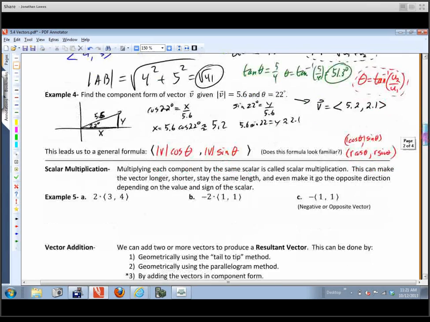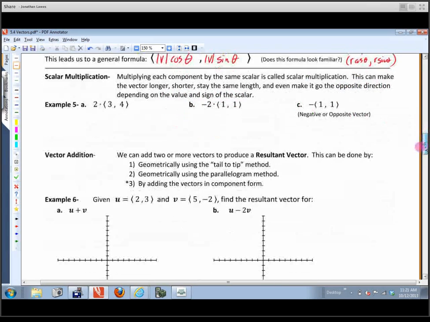Okay, let's talk about some more vocabulary here. So let's talk about scalar multiplication. So when we do scalar multiplication, we're going to multiply the vector by a scalar, by a plain old number. And what this can do is it can make the vector longer if we're multiplying by a scalar that's larger than 1. It can make it shorter if we're multiplying it by a fraction or a decimal that's between 0 and 1. We could make it the exact same length by multiplying it by a 1, and we can even make it go the opposite direction. So you might want to think about how that would happen. It's got to have something to do with the value of that scalar and the sign of the scalar.